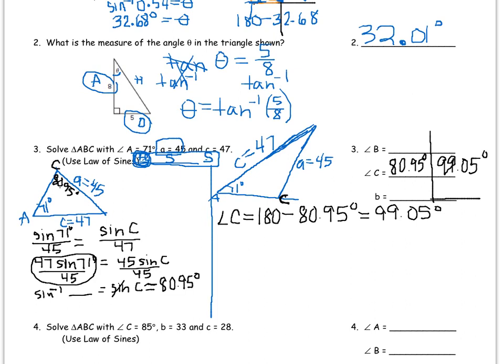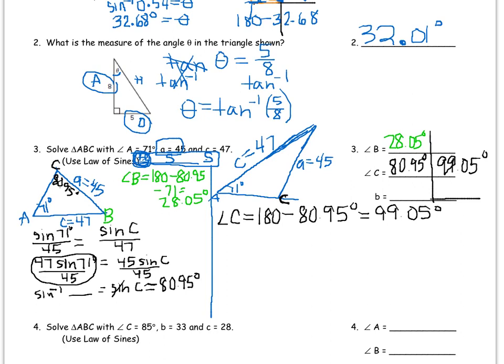So to find our angle B, we are going to subtract from 180. So these three angles have to add up to 180. So to find this angle right here, I'm going to say 180 minus 80.95 minus 71. Okay, so for my angle, this would be angle B. So for angle B, I'm going to do 180 minus 80.95 minus 71. And that angle B would give me 28.05 degrees. So that's one possible, 28.05 degrees.